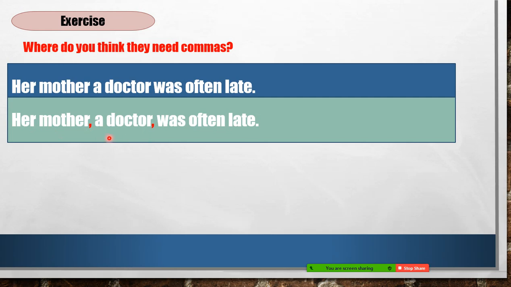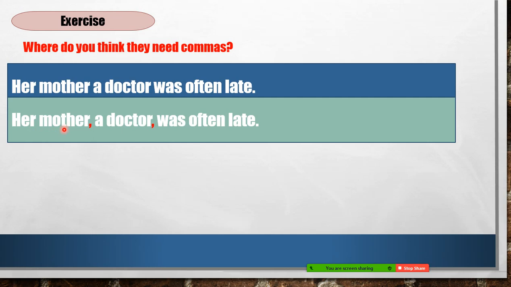Now, a doctor here, this is extra. We call it an appositive, not an appositive phrase, because it's one word. I will surround it with commas because if I just get rid of it and read the rest of the sentence, it will still give me a meaning or a sense. Her mother was often late. Some people may ask me, Miss, why is the doctor not essential? Why is it here? Because I have here her mother.